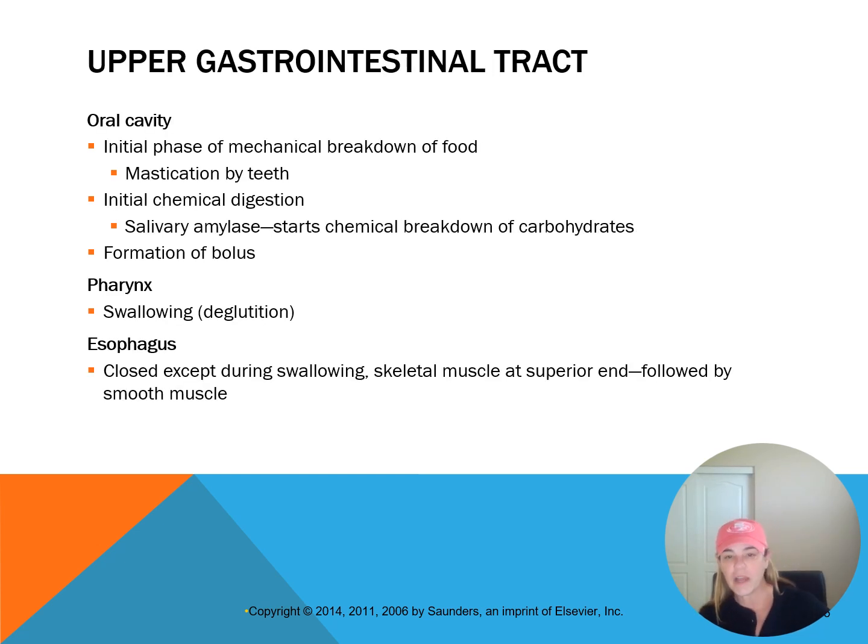Your upper gastrointestinal tract starts with your oral cavity. This is where your body starts to break down the food. The saliva that is excreted into your mouth has enzymes in it that will also start to break down the carbohydrates of that food. Then that food is formed into a bolus that will go down your esophagus into your stomach area.